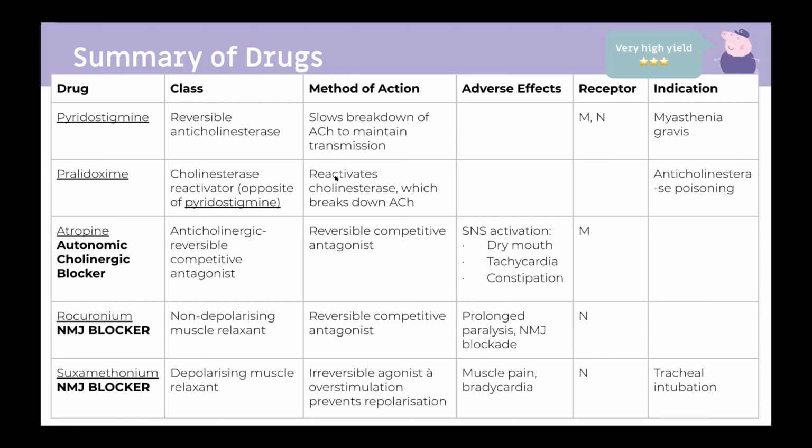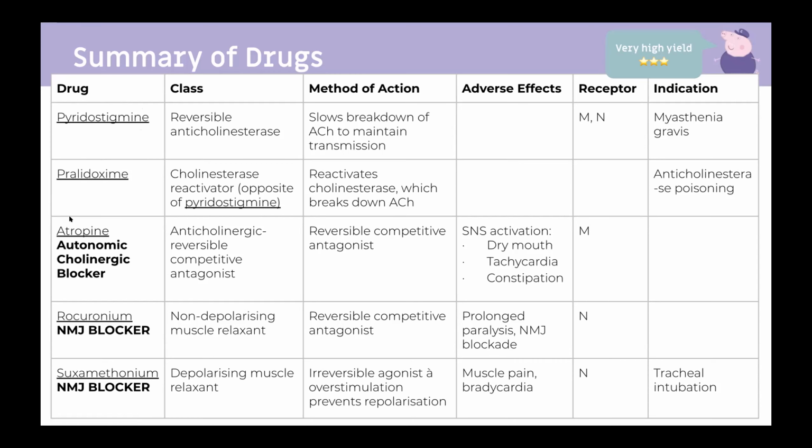All right, so it reactivates your cholinesterase, which breaks down ACH. Just note how these two drugs are actually the opposites of each other, and therefore if you have poisoning due to this drug, or possibly even overdose of this drug, then you would give the antidote, which would be the opposite of that drug.